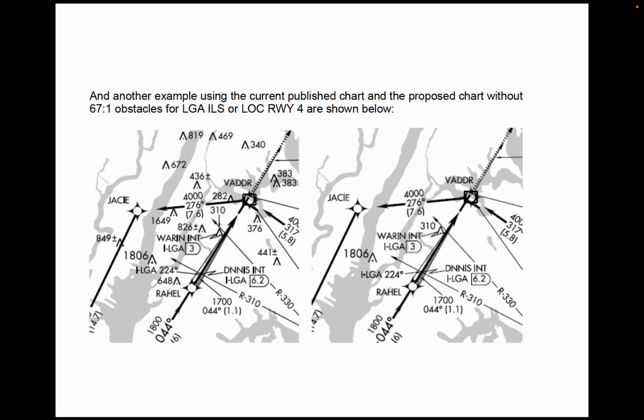So why do you need to know this as a pilot? Why does this matter? Because this can't all be done in one cycle. It's going to take about 3 years to get rid of all these obstacles off the charts. So in the interim, you're going to see some charts that have obstacles and some that don't. The ones that don't doesn't mean there's no obstacles out there. It just means that they have already been scrubbed through this new process.